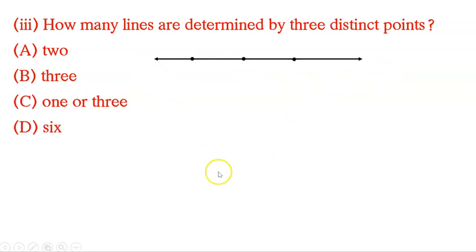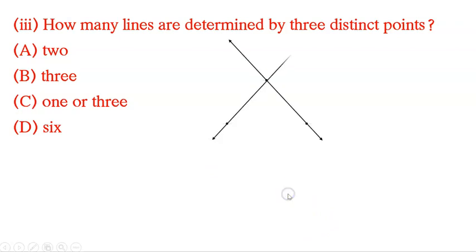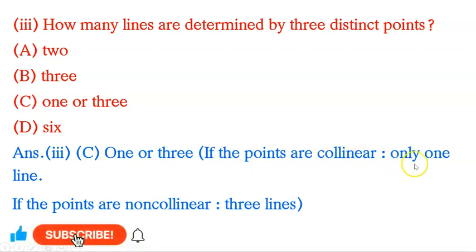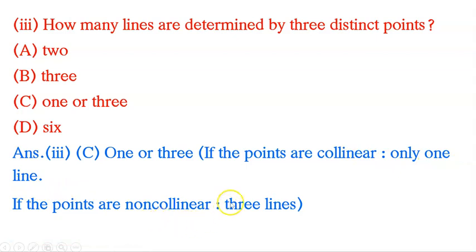Okay. If the points are not collinear, these are the points. They are not collinear. And here we can draw three lines. Okay. And hence option C is correct here. That is C, 1 or 3. If the points are collinear, only one line, and if the points are non-collinear, three lines.